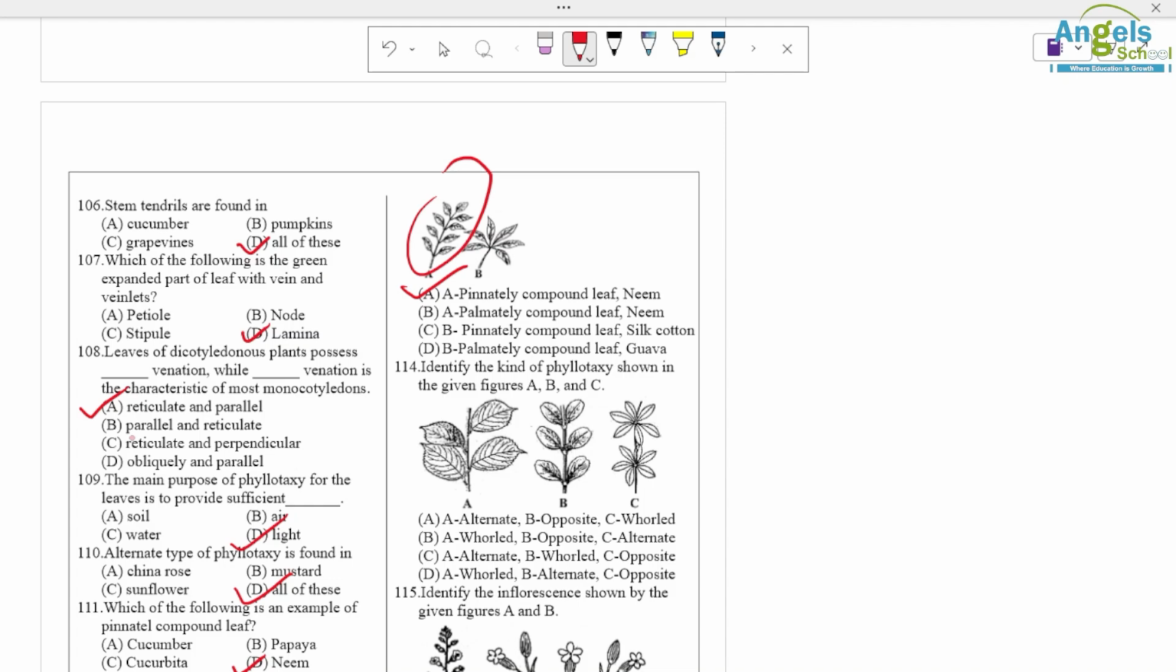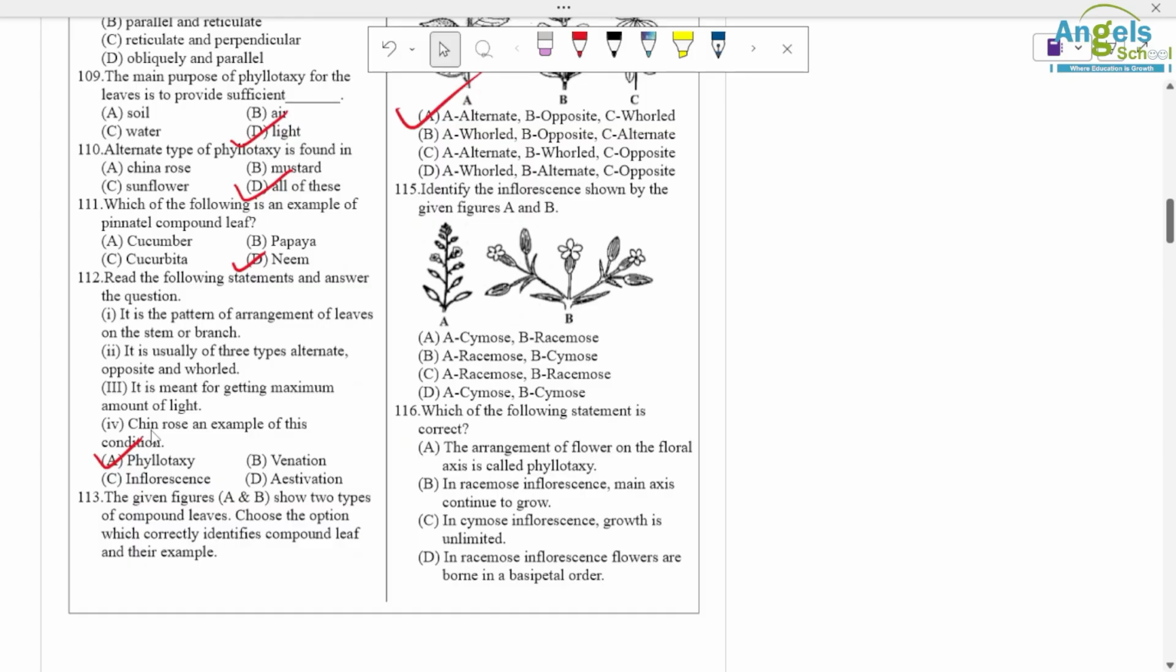Identify the phyllotaxy of given diagram. So first is alternate, second is opposite, and third is whorl. Again, A option is correct. Identify inflorescence shown by given figure A and B. So first is racemose and second is cymose. So B option is correct.